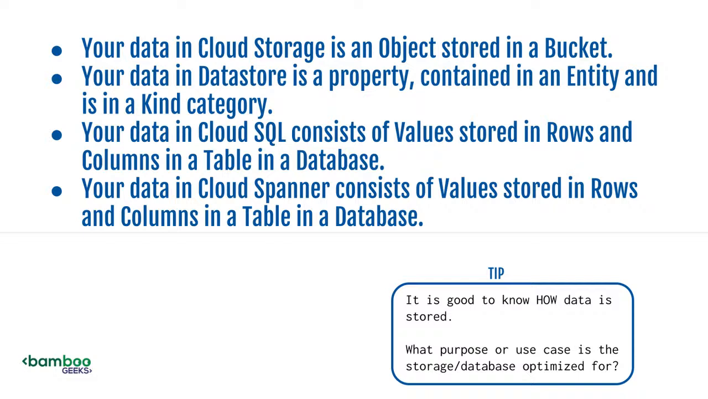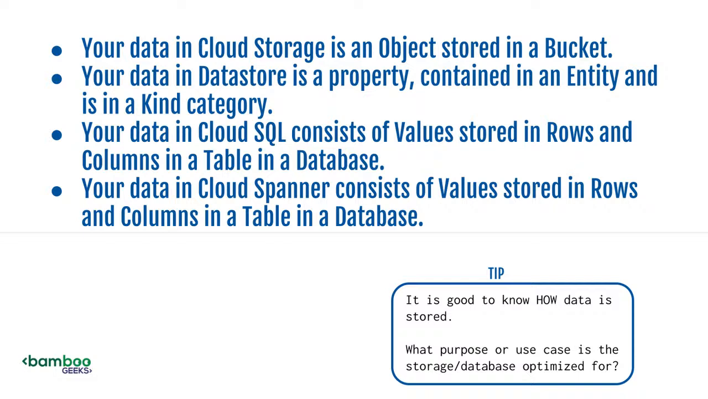If your data is stored in Datastore or Firestore, in this case we are no more dealing with objects but with properties, and each property is contained inside an entity, and an entity is in a kind category. So for Datastore or Firestore we talk about properties, which are the files. Then we have the entity, which is like the bucket, an amount of properties, like a group of properties.